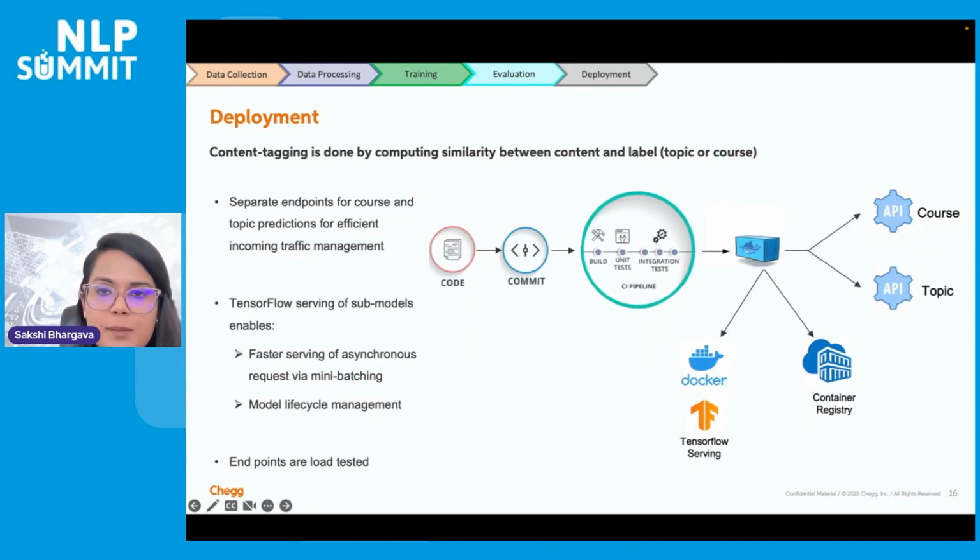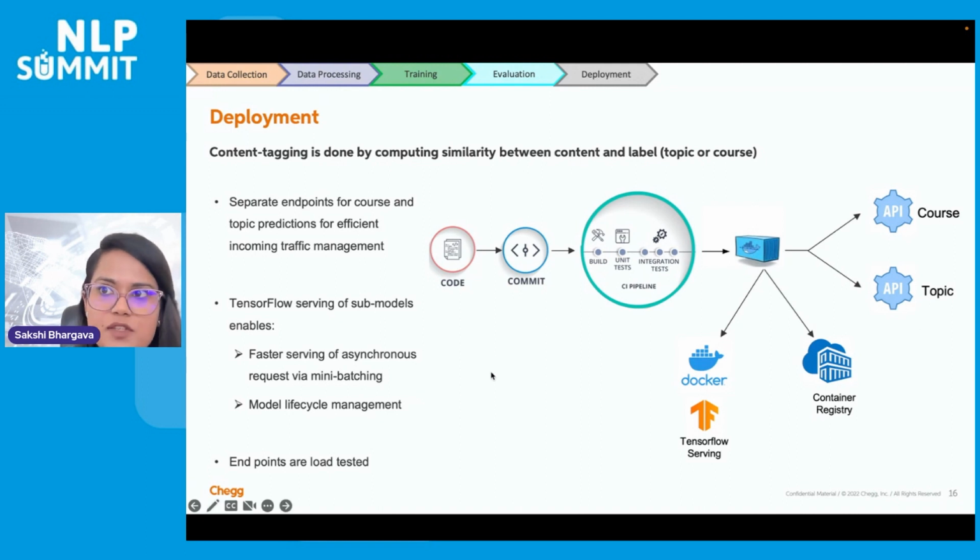Coming to the deployment, the pipeline on the right is just a very high level view. In the end, we have 2 endpoints, one for the course and one for the topic. These are kept separate just for efficient incoming traffic management. The endpoints are also load tested here.